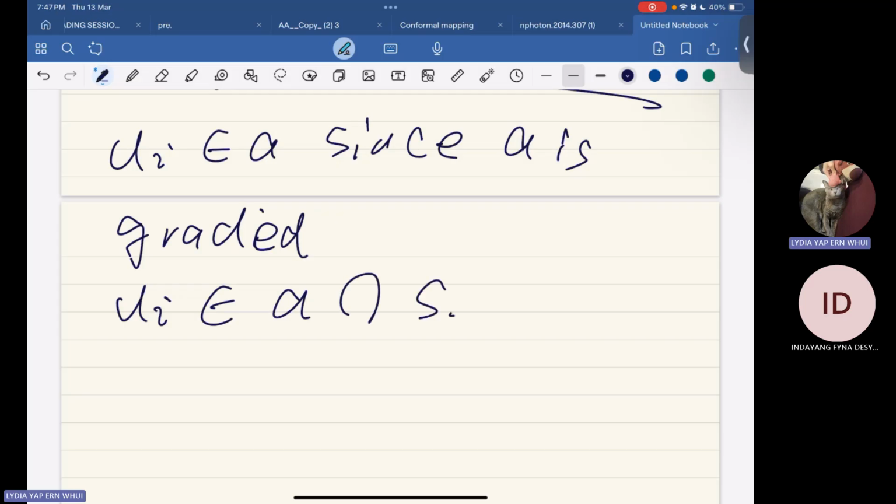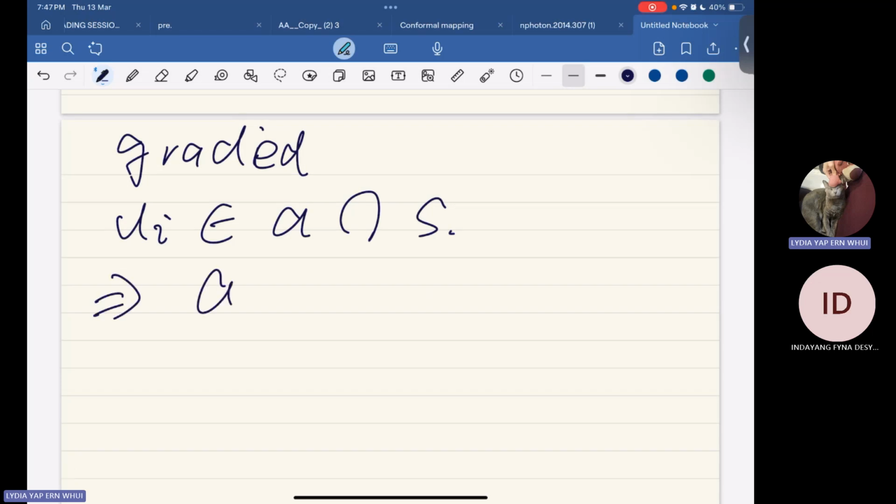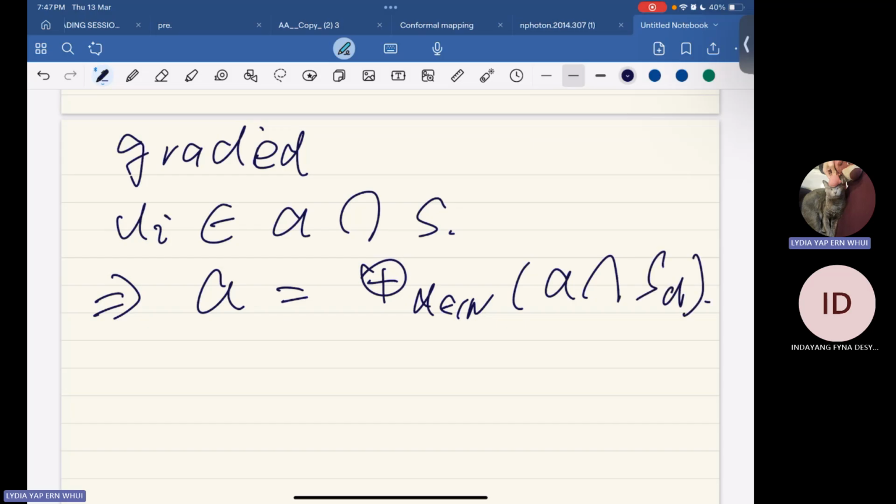So u_i lives in A intersection S_i. We can write everything in this ideal as a direct sum of elements that live in this intersection. Because of this, we can conclude that the ideal A can be written as a direct sum of A intersect S_d. That is the definition of a graded ring, and we see what a graded ideal is.